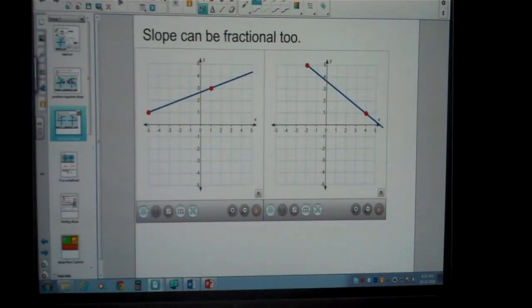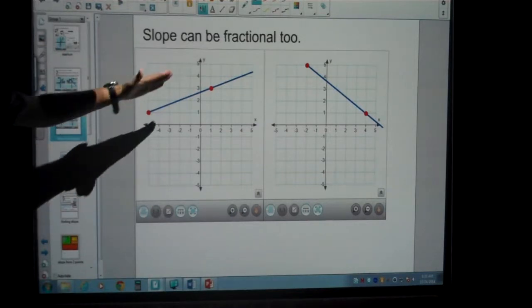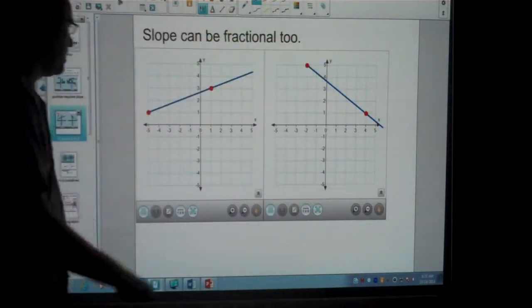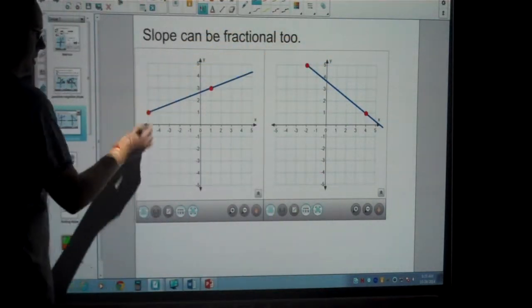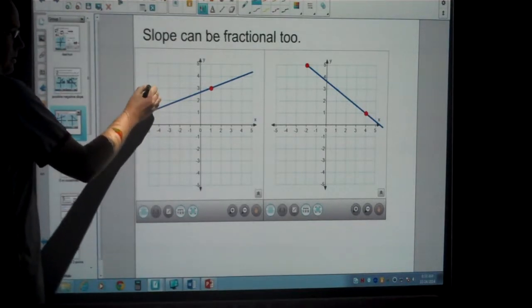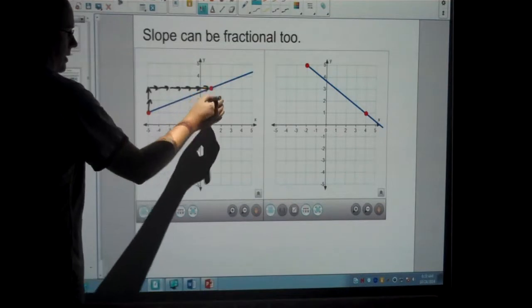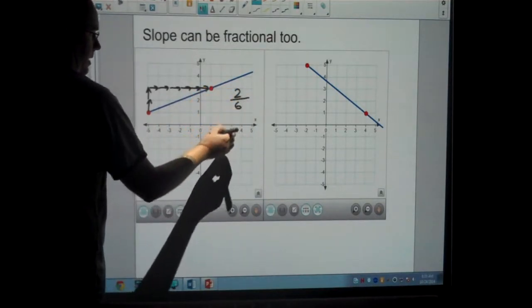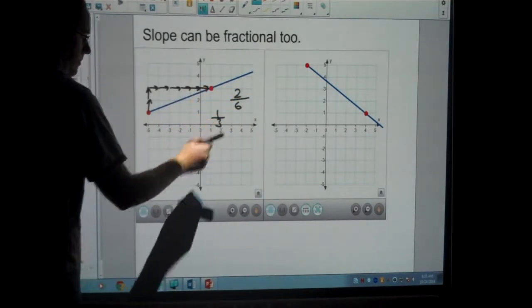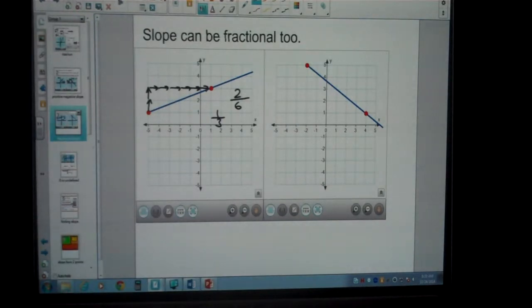You can also have slopes that are fractional. So I chose one that was positive and one that was negative. And as this is a graph, I'm going to use my rise over run. So I go up 2 squares, and then I go across 6 squares. So 2 over 6, and then if possible simplify. So that one has a slope of 1 over 3.